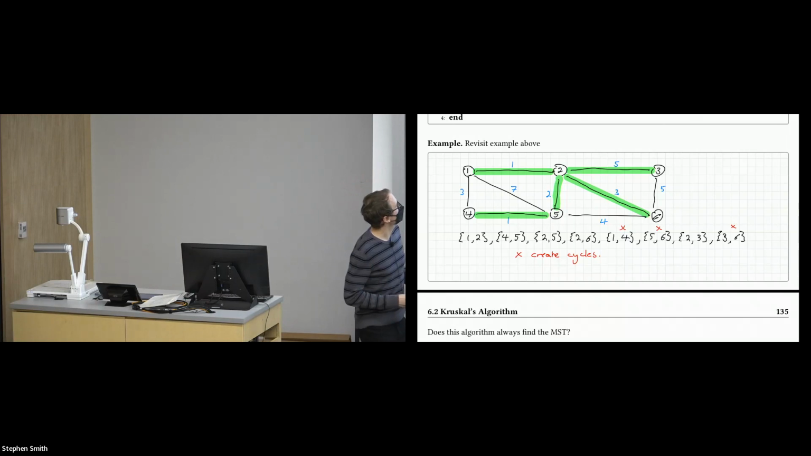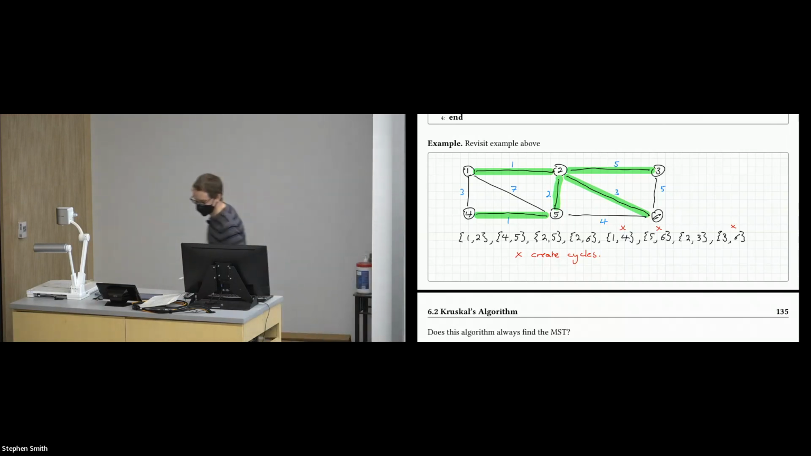Did I skip one? Oh, yes, thank you, sorry. At the end, you're right. There's one more edge to check, which is 1, 5, and it would also create a cycle.